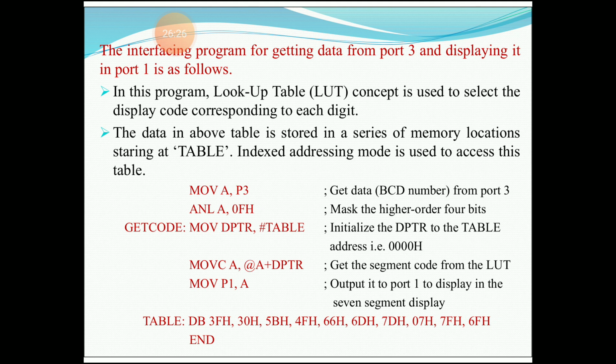So according to the required BCD number we want to display on the 7-segment display, the controller fetches the 8-bit code from the lookup table by calculating the required address location using the DPTR and A registers. So this is about the interfacing of the 7-segment display with the microcontroller.